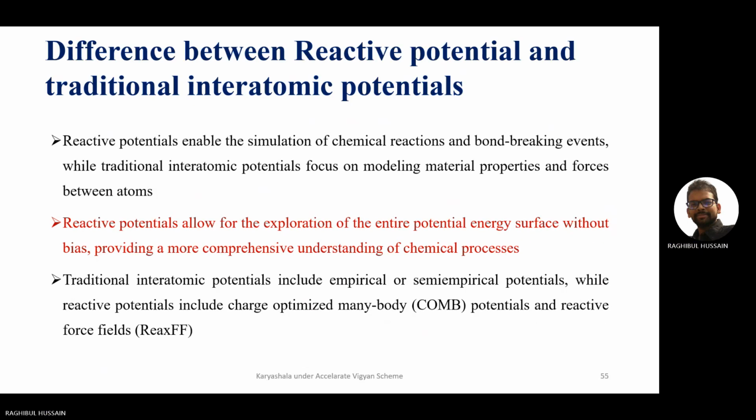Okay. So some differences: the reactive potentials enable the simulation of chemical reactions and bond breaking events, while the traditional interatomic potentials focus on modeling the material properties, structural as well as transport properties, and forces between the atoms. And reactive potentials allow the exploration of the entire potential energy surface without any bias. So it provides a more comprehensive understanding of the chemical processes.